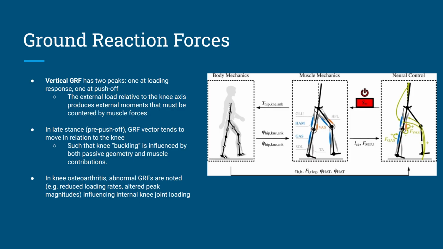In conditions like knee osteoarthritis, we see altered ground reaction force patterns: slower loading rates, altered peak magnitudes, which change internal joint loading, often increasing medial compartment stress. A clinical pearl to think about is that you can't strengthen away abnormal ground reaction force patterns unless you address how the patient is loading the limb.